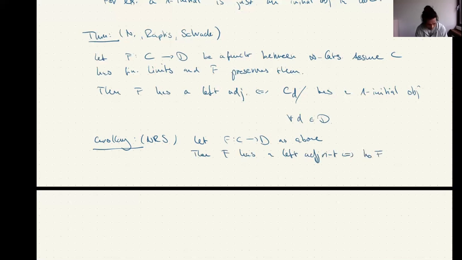So this is something which might be familiar for equivalences, so that you can check equivalences of infinity categories on the homotopy category level. And here we can improve this a little bit, so that we can check adjunctions when we can lift the adjunctions on homotopy categories to the infinity categorical level.